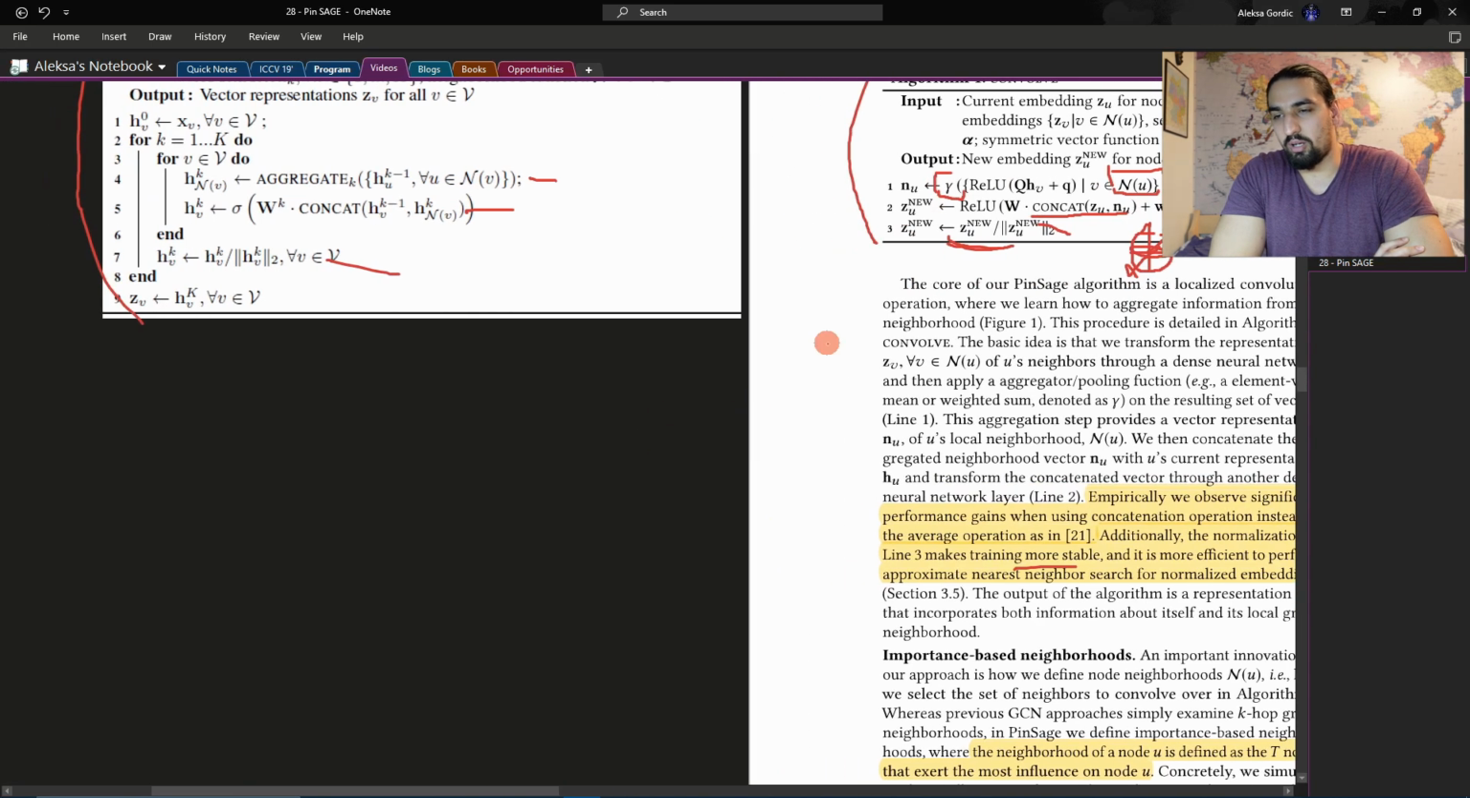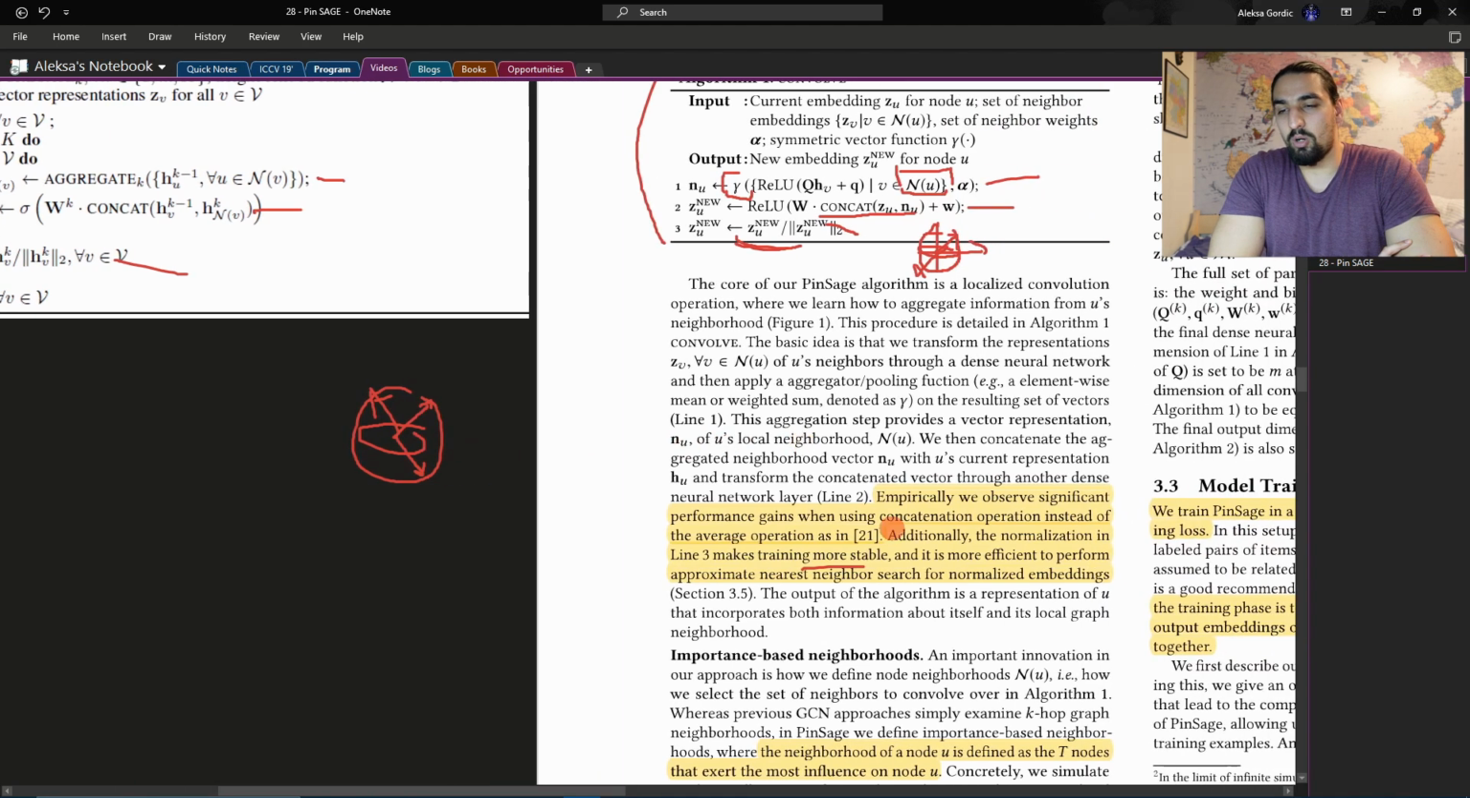Hopefully you can see that. So again, maybe here we have a huge sphere, and all of the embeddings lie somewhere on this sphere. All of our pins, all of our boards lie somewhere on this sphere. So they say here, it's more efficient to perform approximate nearest neighbor search.